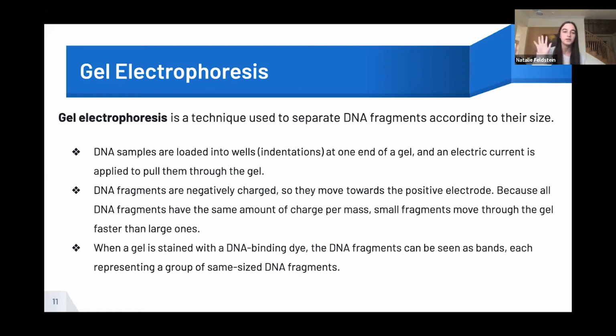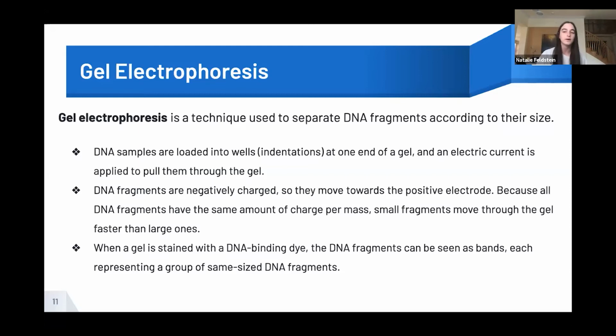So I'm going to quickly run down the first couple of steps of running a successful gel electrophoresis, and then I'm going to talk more about each individual step in more depth. And then I'm also going to talk to you about DNA, so you can have a deeper understanding of what exactly we're looking at here. So firstly, DNA samples are loaded into wells or indentations at one end of a gel, and an electric current is applied to pull them through the gel.